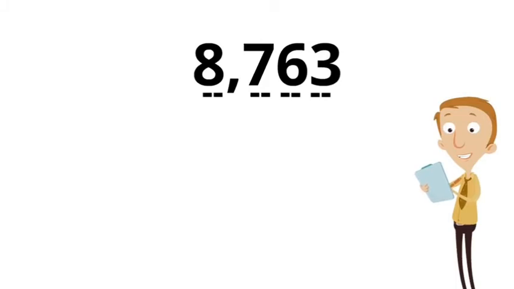8,763. Now, I would like to ask you, which number is in the ones column? If your answer is 3, then you are right. 3 is in the ones column. The place value of 3 is ones.